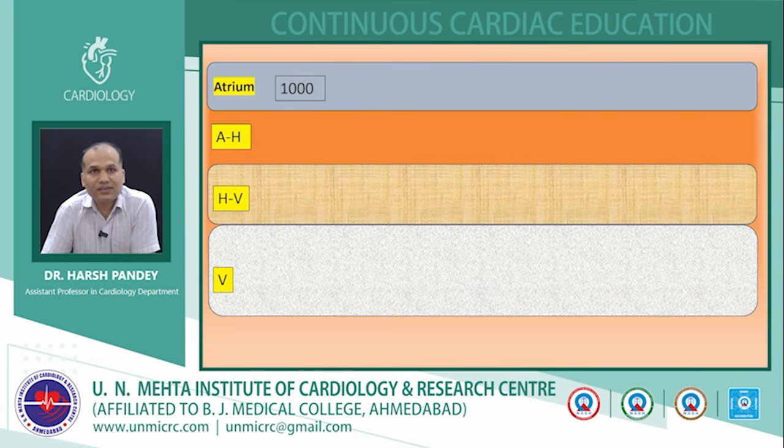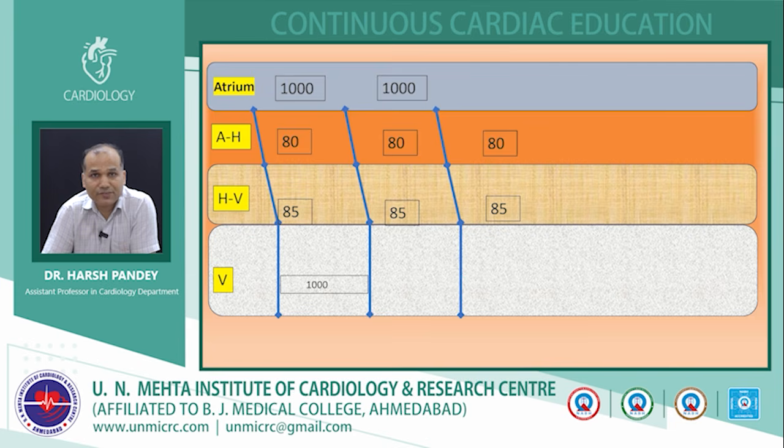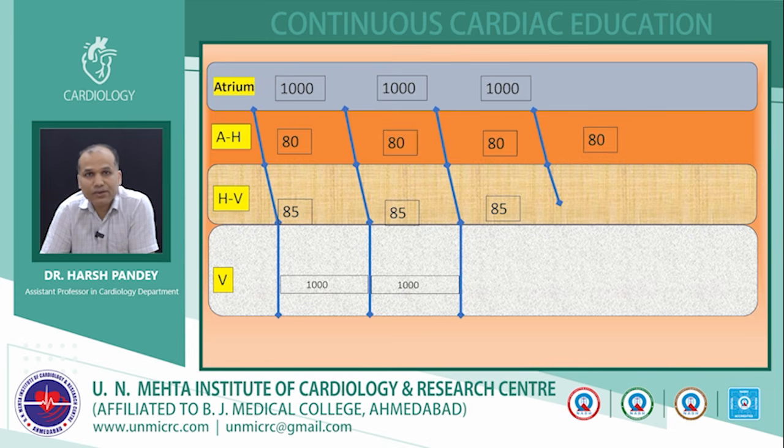So this is a P wave being formed at the level of 1000 millisecond. Then A to H was 80, H to V was 85 millisecond, and the V wave is formed. The second beat also has the same thing, the third beat also has the same thing, and in the fourth beat A to H came at 80, and then the H wave is blocked at the infra-AV nodal level, and the V wave does not form. So again the next beat came at the same cycle length.